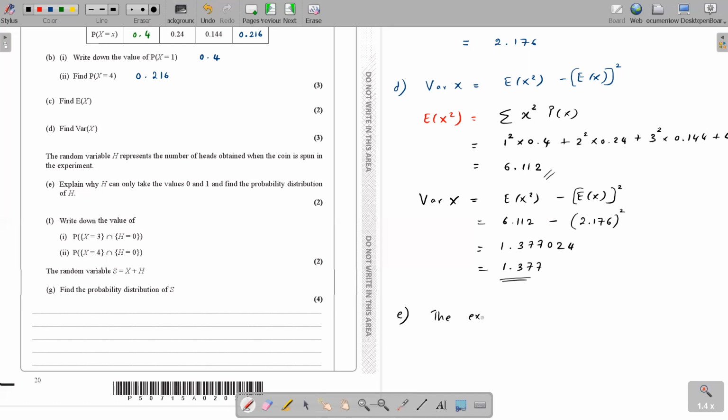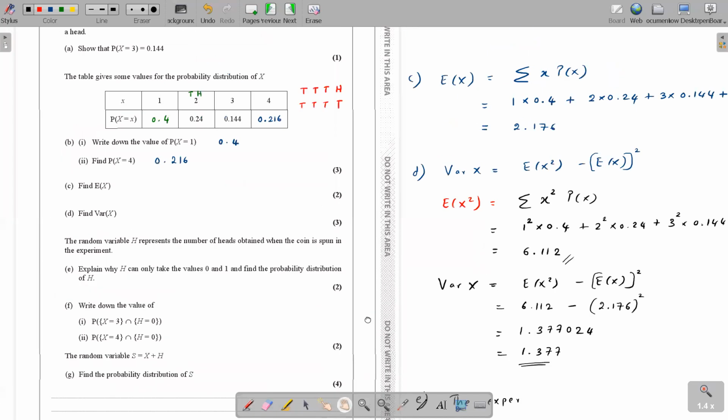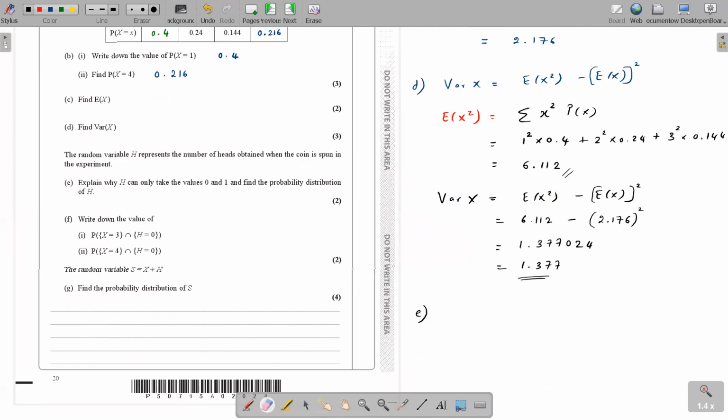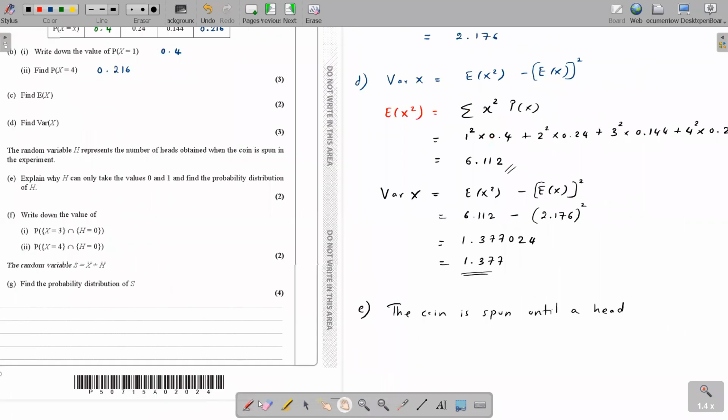So you write here the experiment. What do they say? The coin is spun until the head appears, right? Until the head appears. Therefore, the maximum number of heads is 1. That's the biggest you can do.